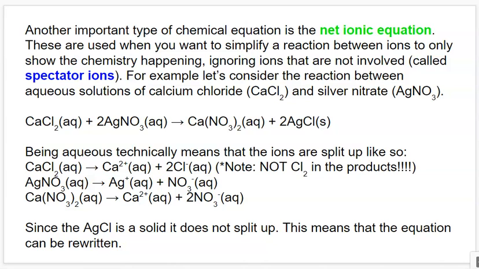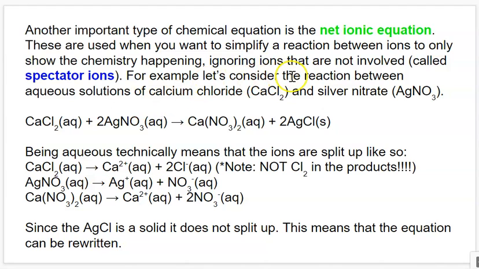Another important thing we can do with chemical equations is turn them into net ionic equations. This particularly is important for ionic reactions, particularly double replacement precipitation type ionic equations. This is used to simplify a reaction to show only the ions that are actually reacting, only the places where the chemistry is actually happening. And we're going to be ignoring ions that are not involved, which we call spectator ions. Those are the ions that are present in the substances that you added, but not taking place in the actual chemistry. So let's look at an example of this.